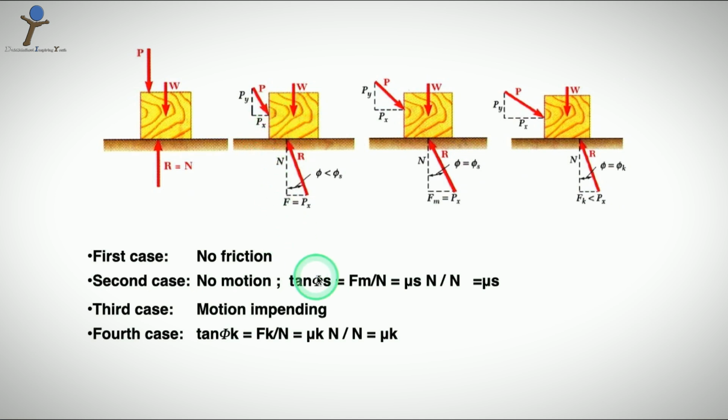Therefore tan phi s is equal to Fm by n, which is equal to mu s n by n, that is equal to mu s. In the third case, the motion just starts impending. Then in the fourth case, there is kinetic friction occurring at the surface. So tan phi k is equal to Fk by n, which is equal to mu k n by n, equal to mu k.